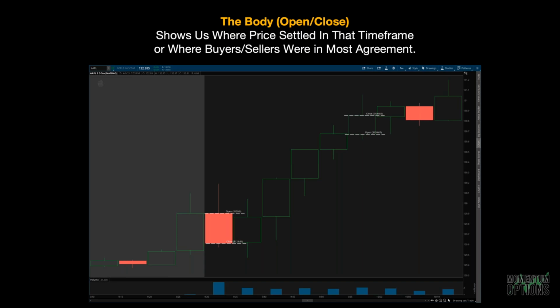When we hit up into those wicks, we have rejection on this candle, for example, and that shows us that there were no buyers up there, right? So we can see that buyers and sellers were most in agreement on price right through there in that body. To the right, I also have a buy candle where I show you that price opened at the bottom and closed at the top.